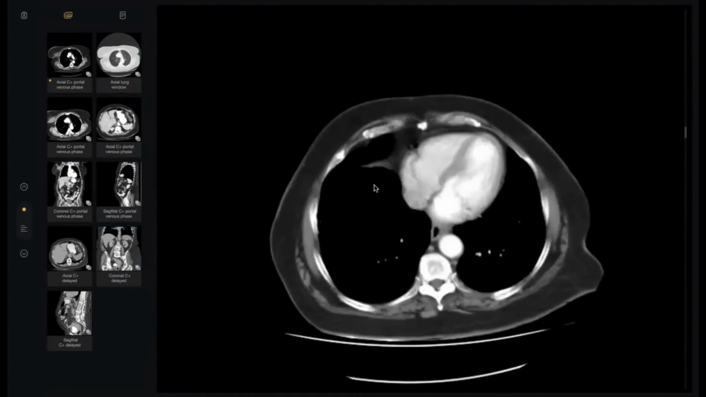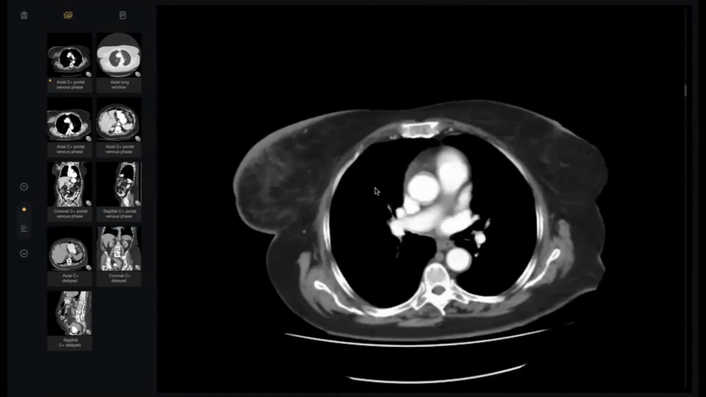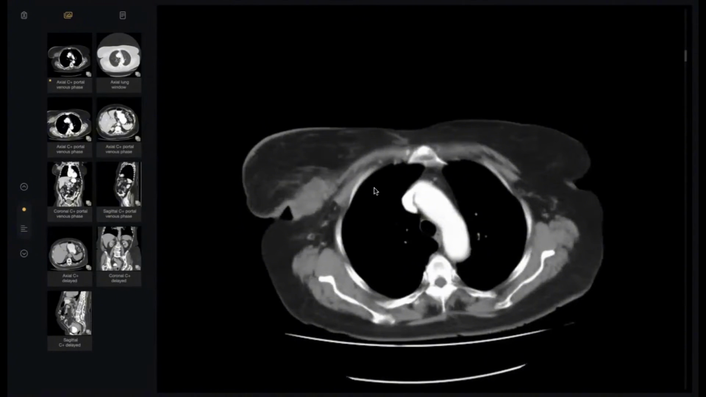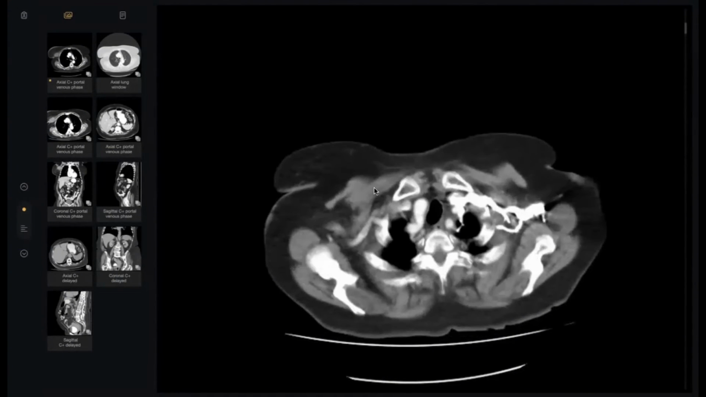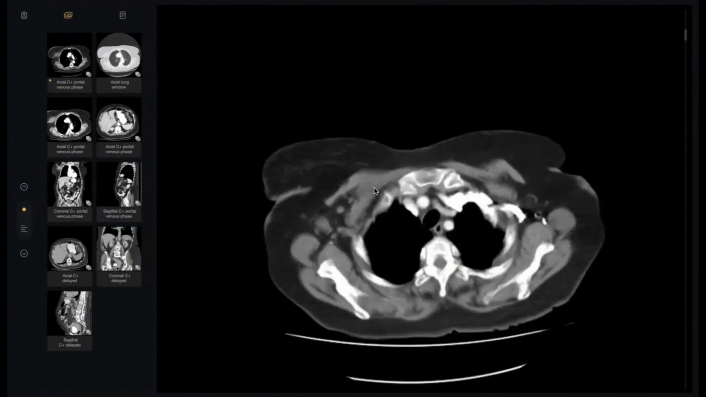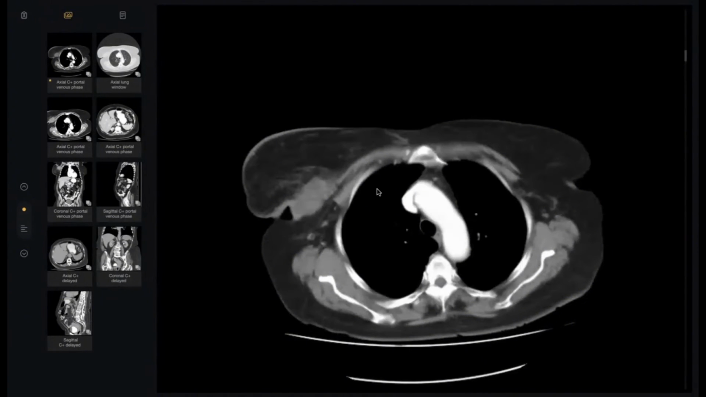No. One second. Highly suspicious, or maybe possible pneumonia. This is a CT. At least tell the examiner this is an aggressive mass. If in doubt, say aggressive mass. Okay, so aggressive mass of the right breast associated with metastatic right axillary lymph nodes.